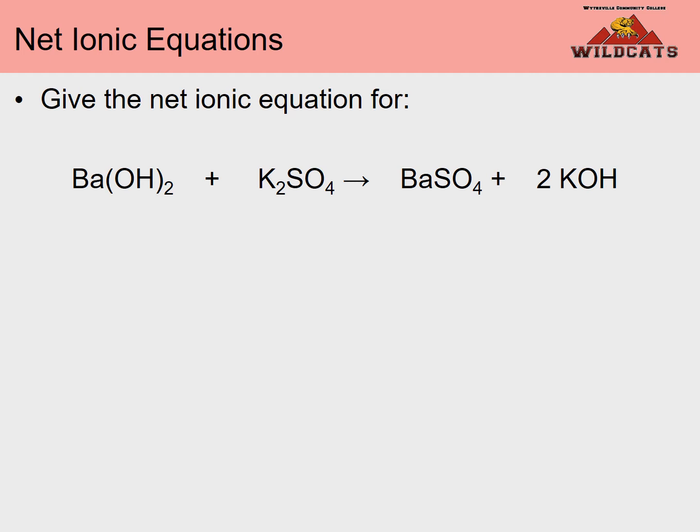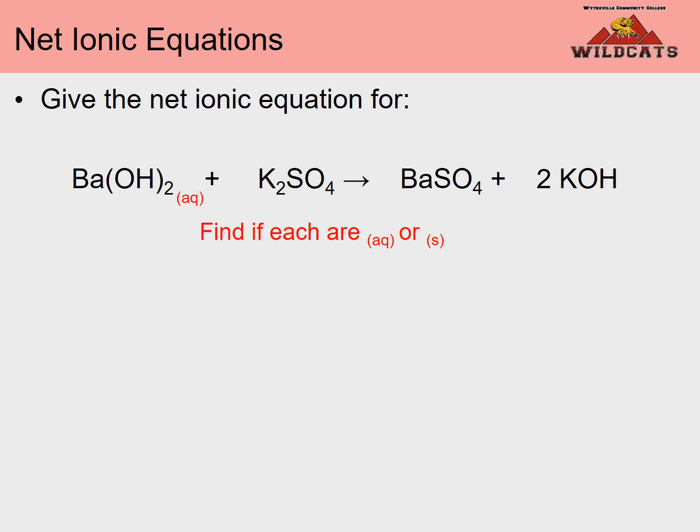It says give the net ionic equation for the following. And so find if each are aqueous or in solution. So now we're going to take a look at those little parentheses. AQ means it's dissolved in water. S means it's a solid. L means it's a liquid. And G means it's a gas. If it's AQ, then we're going to cancel it out.